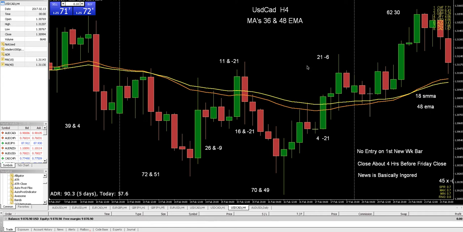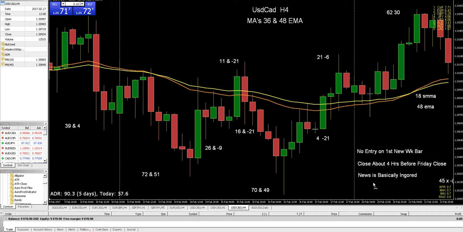Now, I also close usually prior to the last 4-hour candle of the week, like right here. In this case, I would have been in a trade, this one going up, and as you can see it, well anyways, these numbers here, let me talk about those in a second.